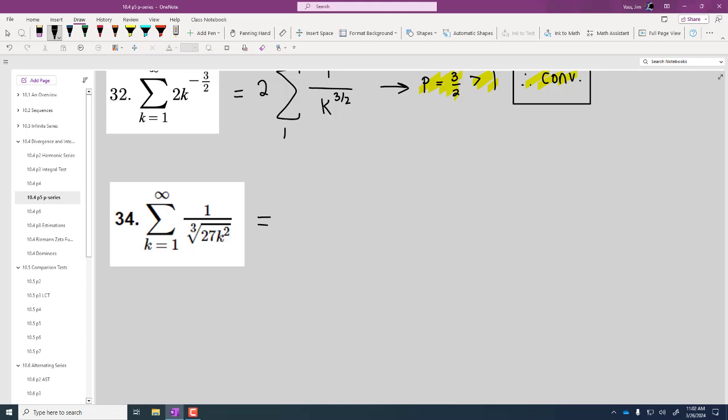So the third root of 27 is 3. So we can pull that all the way out to the front. We're going to just try to rewrite this so that it's in p-series form. So the fraction is going to be 2/3 on the k. So now we've rewritten it in the form of a p-series. And why does it not converge? Because 2/3 is less than 1. That's right.